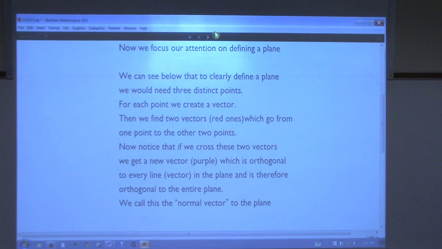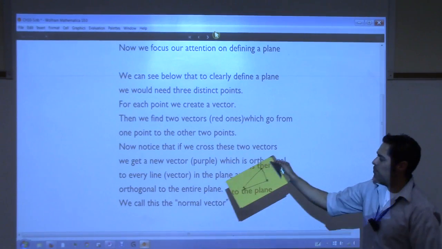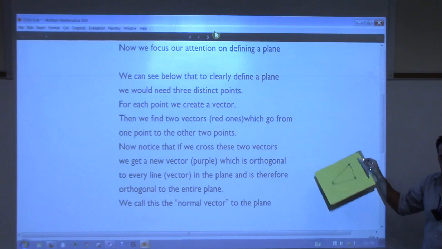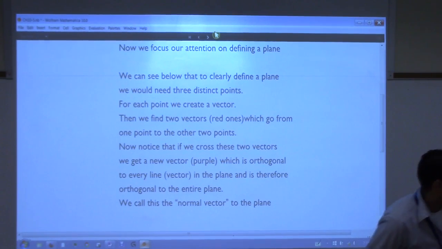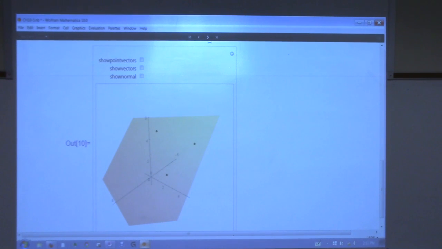To define a plane, we need 3 distinct points, and I showed you that earlier with my plane. If someone gives us 3 distinct points, then we can uniquely define one plane that goes through those 3 points. But there's something that's even more important for us to notice here.